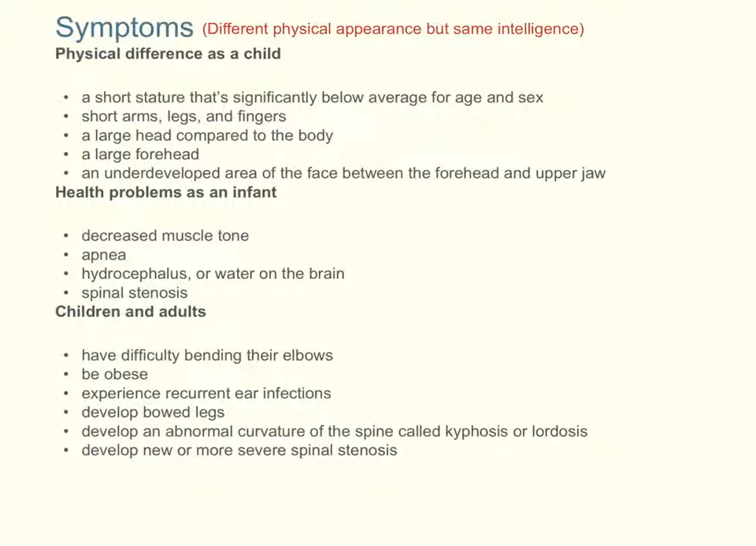Symptoms that children and adults may have: they may have some difficulty bending their elbows, they may be obese, they may experience recurrent ear infections, develop bowed legs, develop an abnormal curvature of the spine called kyphosis or lordosis. And they may develop new or more severe spinal stenosis.